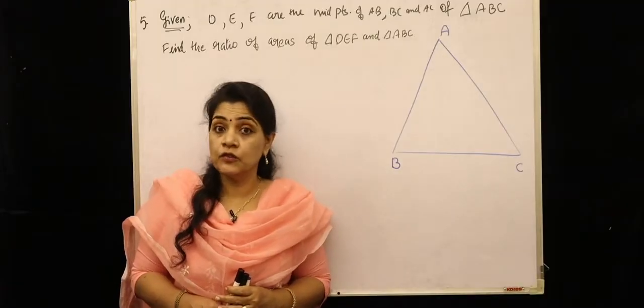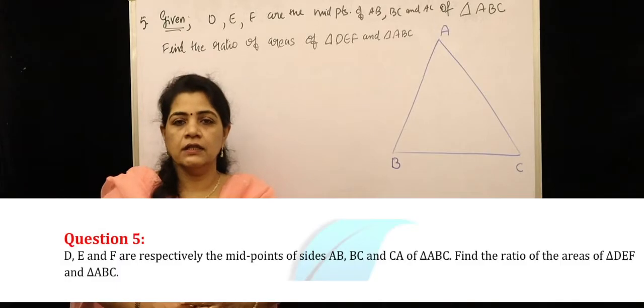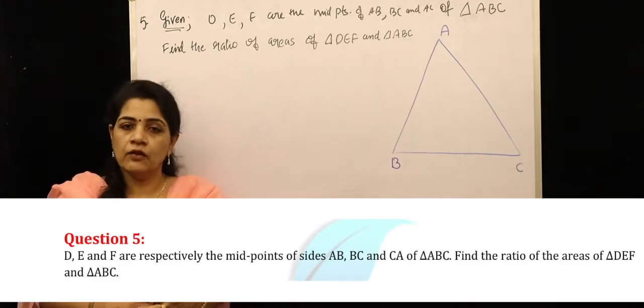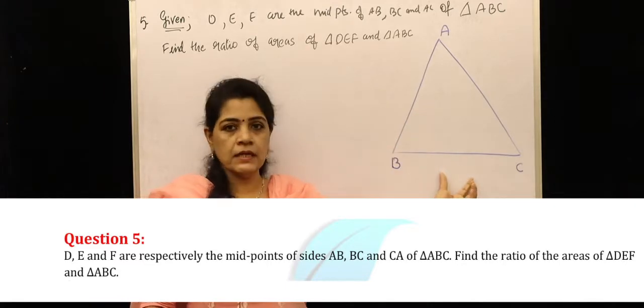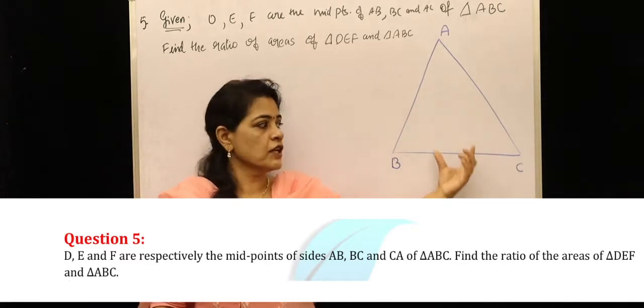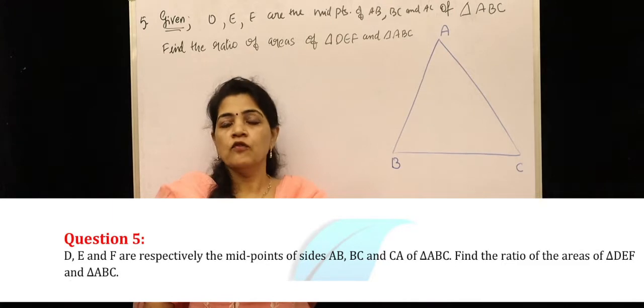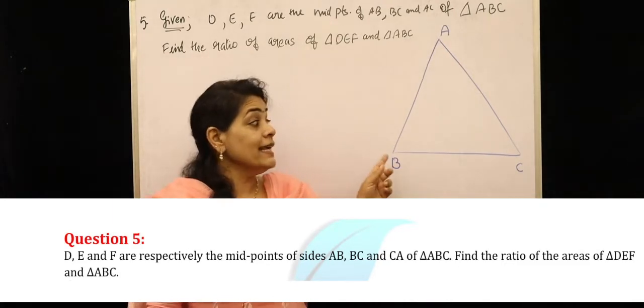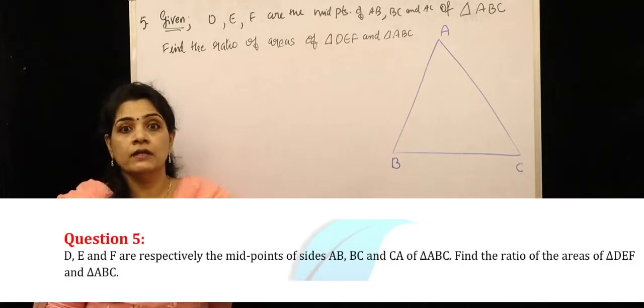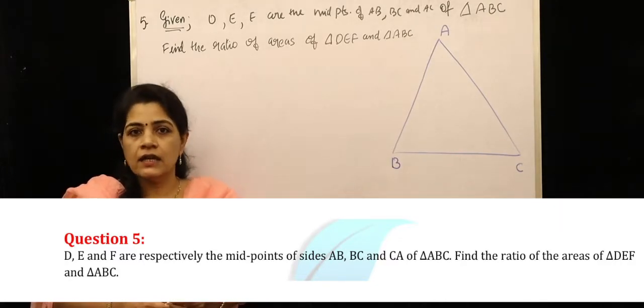Now we are solving the fifth question. In this question, D, E and F are the midpoints of sides AB, BC and AC of triangle ABC. Find the ratio of areas of triangles DEF and ABC. We can start this proof, children.